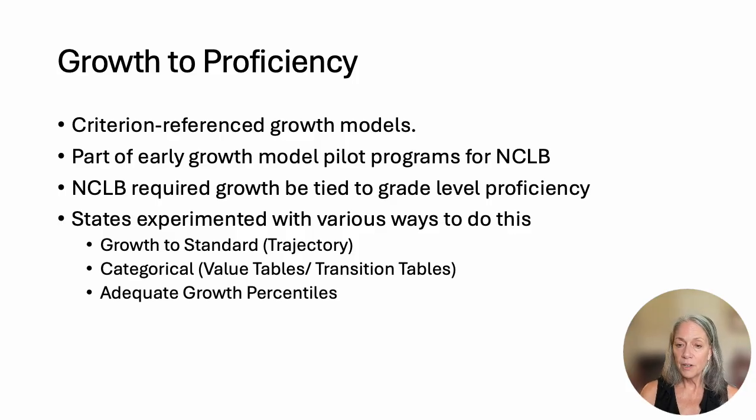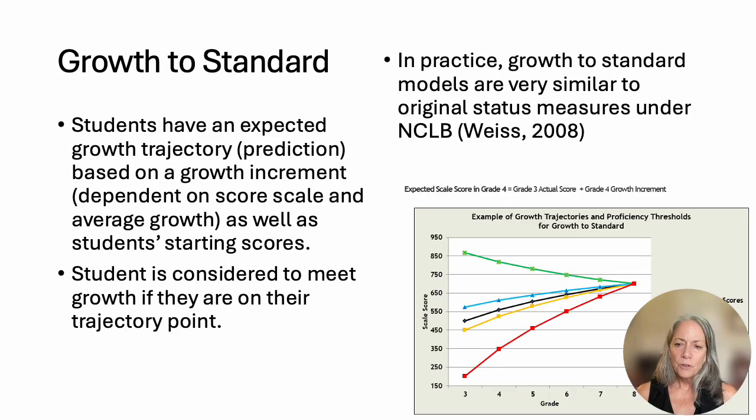States experimented with various ways to do this, from the growth to standard trajectory, which Arkansas did, and then the categorical value tables or transition tables, which Arkansas did for state accountability. And then some states used adequate growth percentiles. Growth to standard, the one that we used in Arkansas, was trying to be responsive to providing a measure that was over and above safe harbor, just changing the percent of kids proficient. Under NCLB, there was no workaround for this proficiency, so all pilot growth models had to tie growth to proficiency.